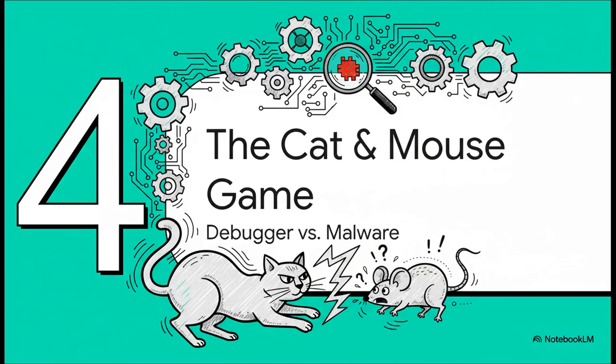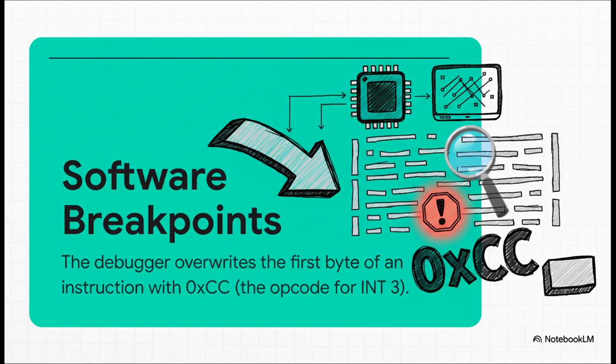Because the second an analyst attaches that debugger, the malware might know it's being watched. And that starts this incredible, intricate dance of moves and countermoves. So the analyst's first move is usually a software breakpoint. It's pretty straightforward, but really clever.